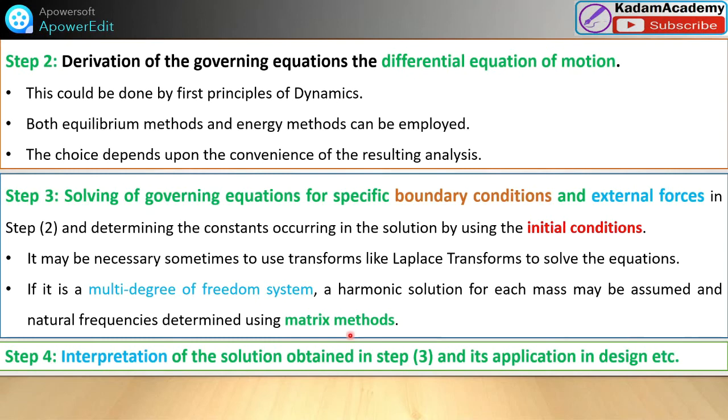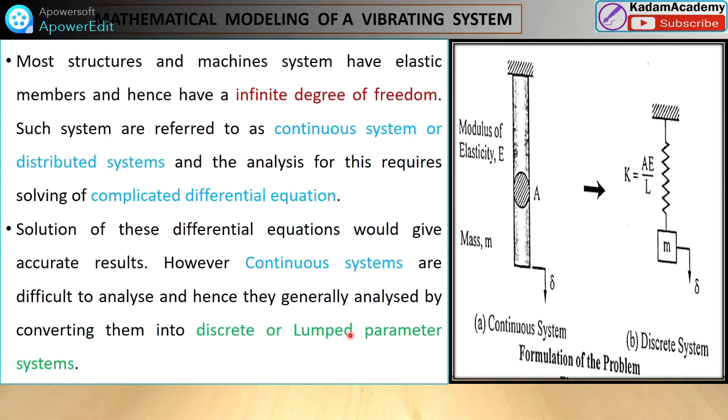So friends, like this we can solve the mathematical modeling equations. For this mathematical vibrating system, I have already shown the lumped parameters. So what is the lumped parameter? Most structural machine systems have elastic members. Hence, systems of infinite degrees of freedom are referred to as continuous or distributed systems, and the analysis of such systems requires complicated differential equations. So what will happen? The solution of these complicated differential equations would give accurate results.